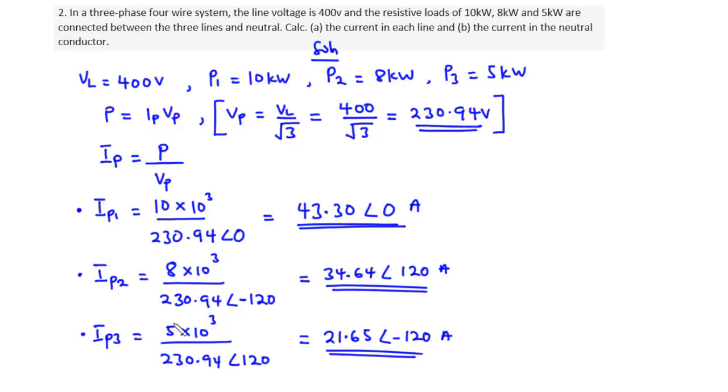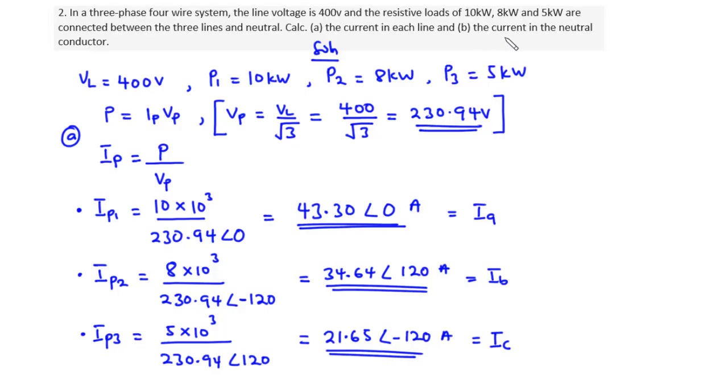Now, because these phase currents can be said to be their respective line currents, then we say that we have the first one to be Ia, the second to be Ib, and the third to be Ic. So these are the line currents.